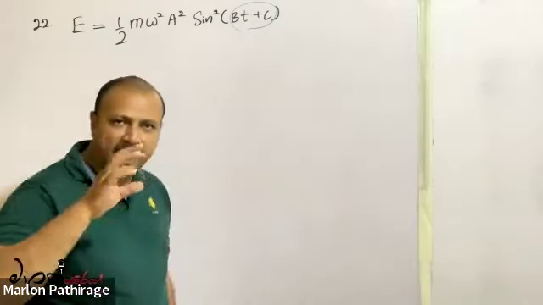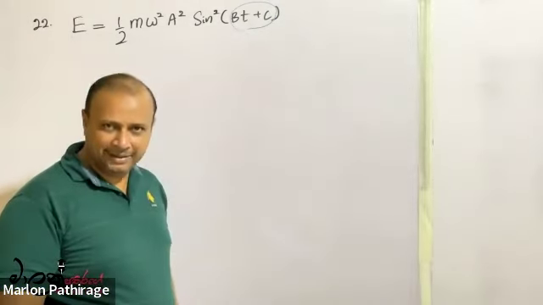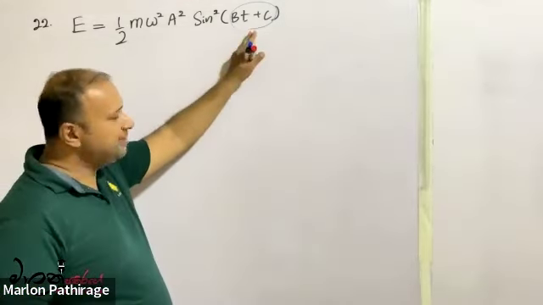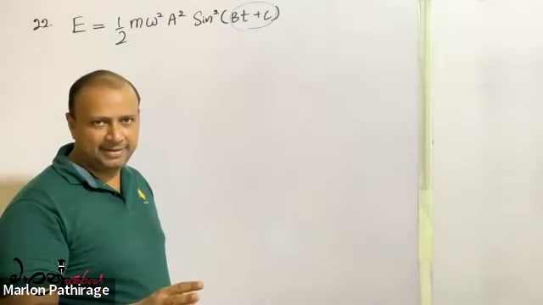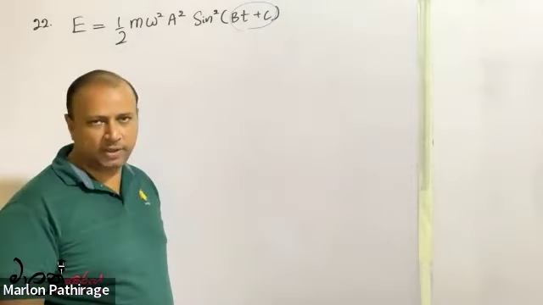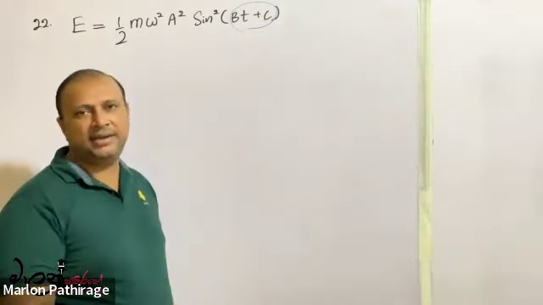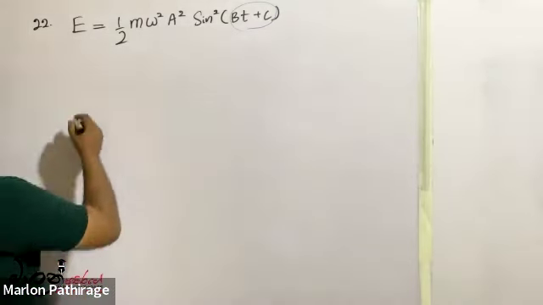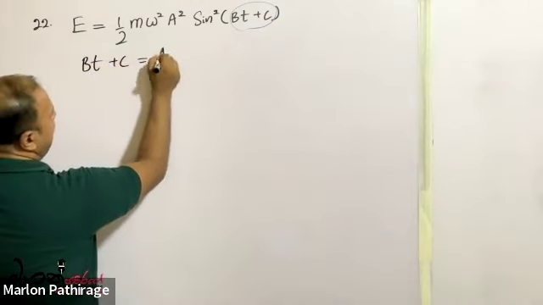The angle means the entire expression is an angle. Did you get my point? Sine, this is theta. The entire expression is an angle. You cannot say B is an angle, C is an angle. You can say the entire expression, that means Bt plus C, is an angle.